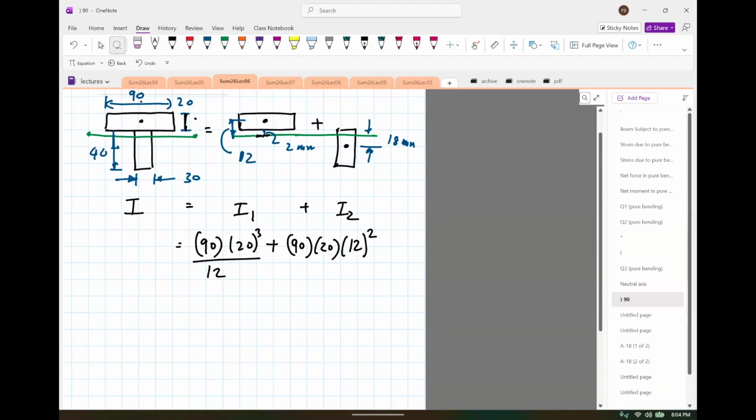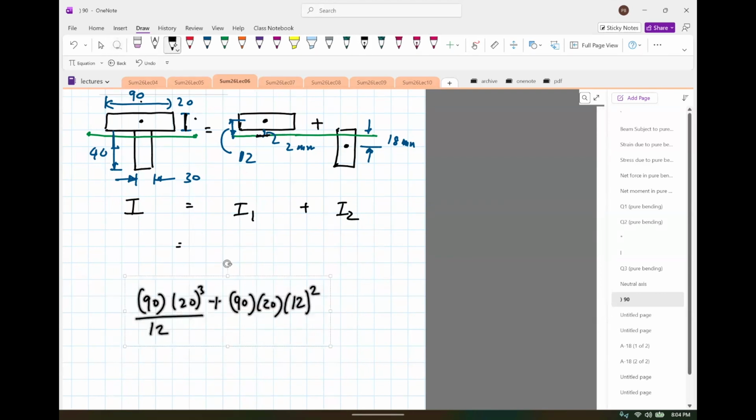Okay, now I want to park this somewhere else because I think it's going to be very confusing. So I'm going to write I1 as this. For I2, use the same method. So I2 would be base. The base is 30. The height of the second one is 40. So you cube that, divided by 12, plus area, which is going to be 30 times 40.